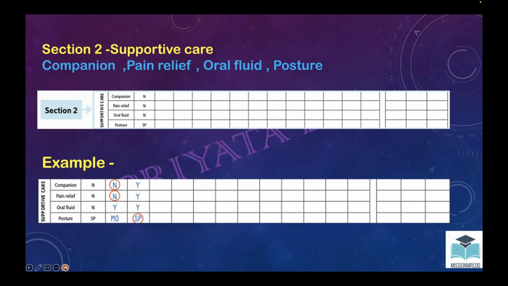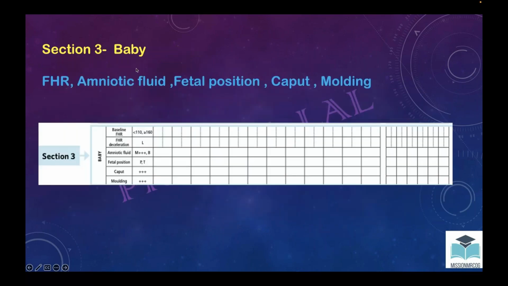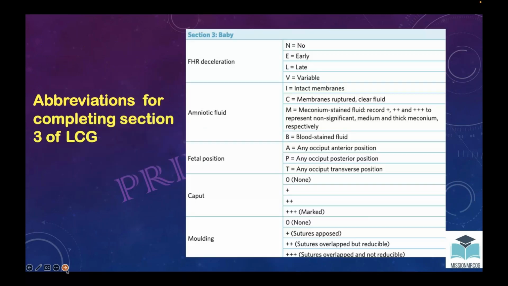Moving towards section 3. Section 3 is for the baby. It records fetal heart, amniotic fluid, fetal position, caput, and moulding. These are the abbreviations that would be used when we fill the LCG. For fetal heart, it is normal or deceleration: early, late, variable. These are the abbreviations you will find in the Labor Care Guide.